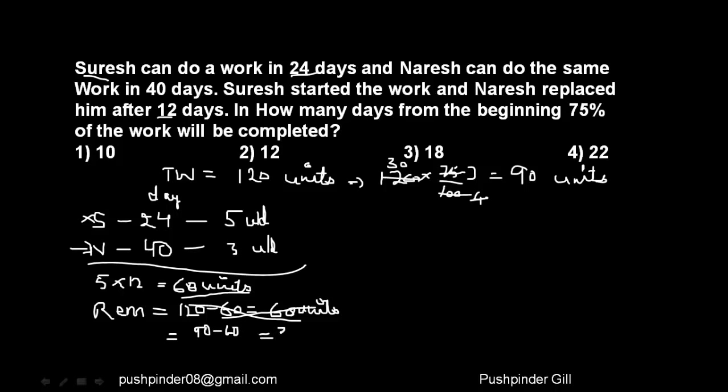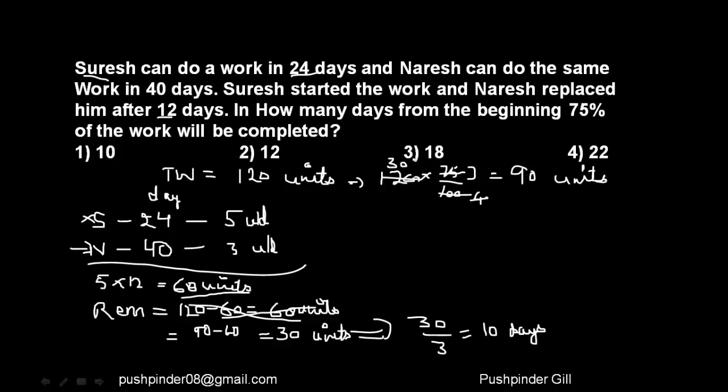You're understanding me, guys, here. He doesn't need to finish the complete work. He just needs to finish 75% of the work. So that means 30 units is what is remaining. And he's able to finish 3 units per day, which means he will be taking 10 more days to finish the job, right?